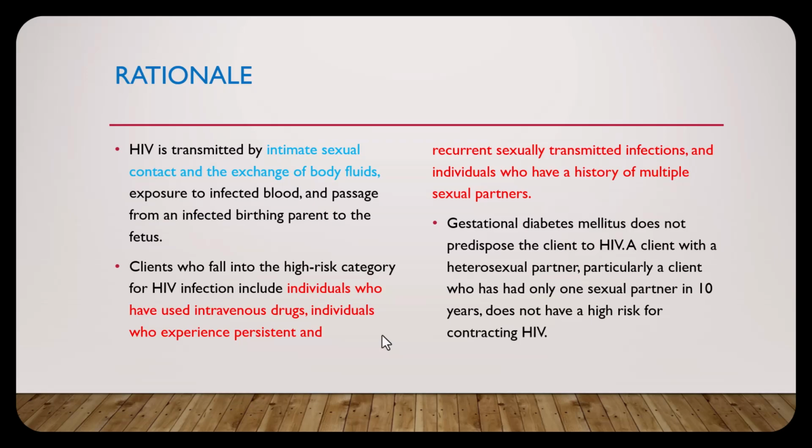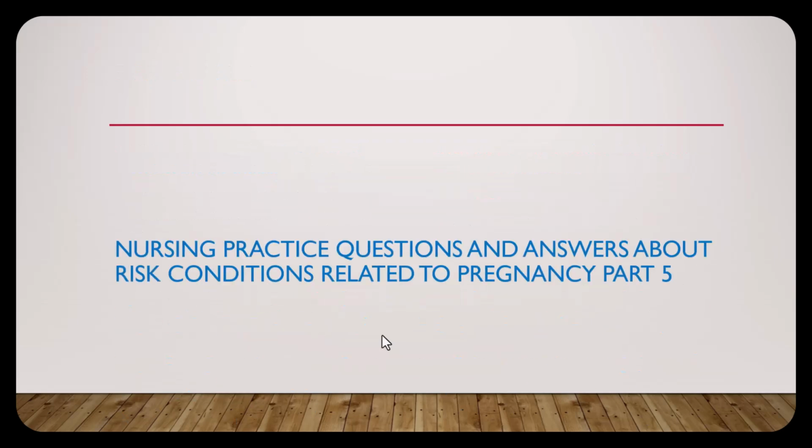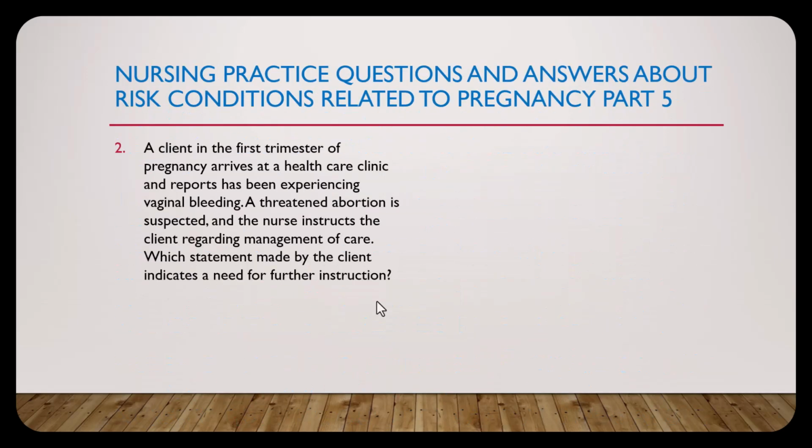Now let's move to the second question. A client in the first trimester of pregnancy arrives at a healthcare clinic and reports experiencing vaginal bleeding. A threatening abortion is suspected, and the nurse instructs the client regarding management of care. Which statement made by the client indicates a need for further instruction? So these are the options.